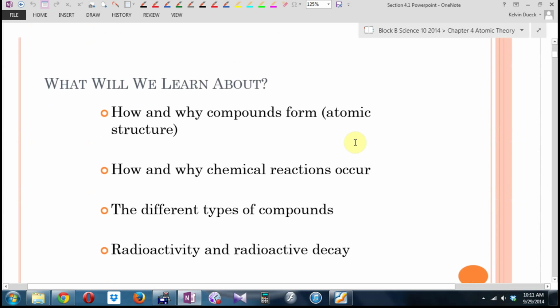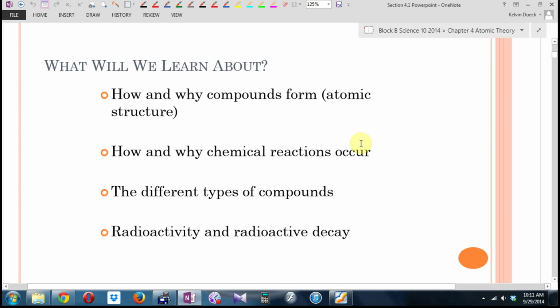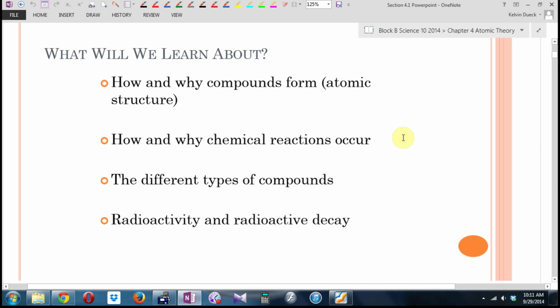What are we going to learn about? Well, we'll learn about how and why compounds form, or atomic structure. We'll learn about ionic and covalent bonding. We're going to learn how and why chemical reactions occur. We're going to learn the different types of compounds, acids, bases, organic compounds, etc. And then the cool one, although the tricky one, we're going to be learning about radioactivity and radioactive decay.